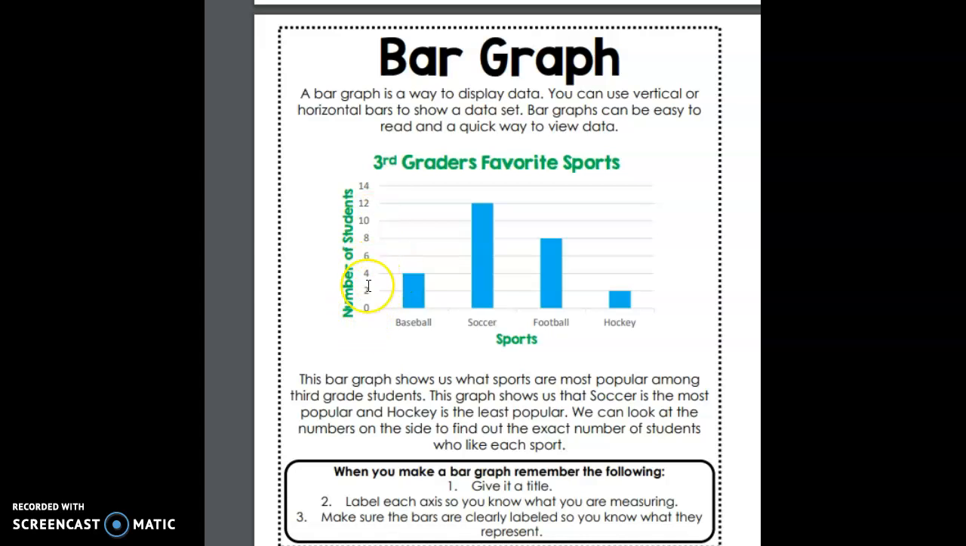Now, on the side of this bar, it's counting by 2s. So if a number stopped in the middle, you would just add 1 more to the number below it. So if my bar went right here halfway between 4 and 6, halfway between 4 and 6 would be what? Halfway between 4 and 6 would be 5, okay? So this is what a bar graph looks like.